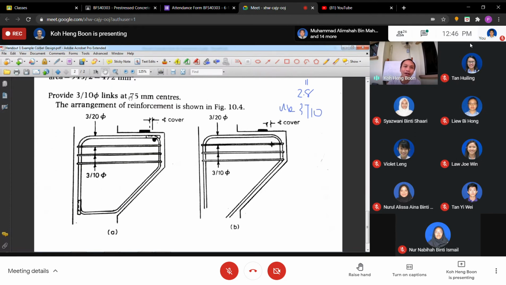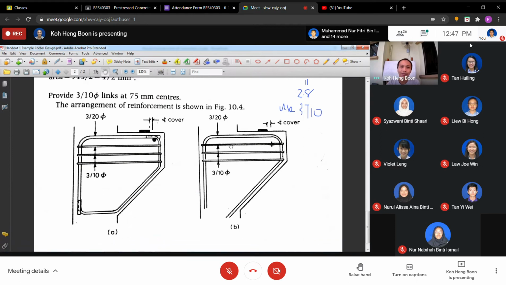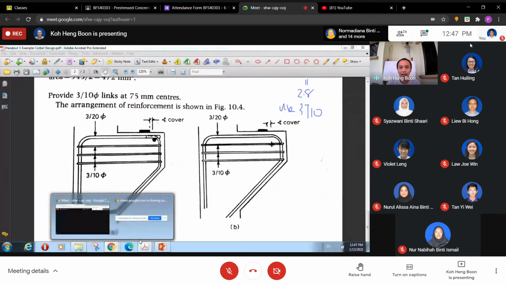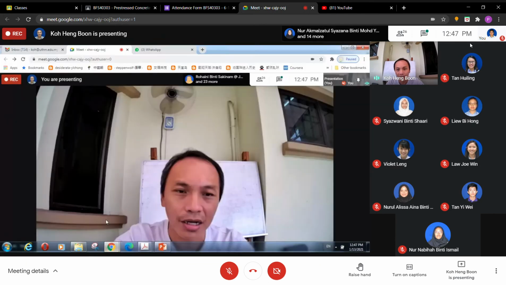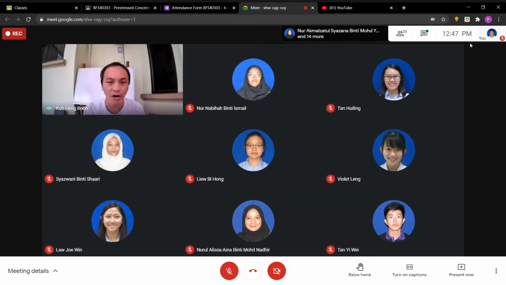This one is even 75 mm only, because after minus everything. Okay, I think we just draw like this only. Sometimes the spacing in actual is not really a big issue. But we provide at the upper side. We provide at the upper side. So can you get it or not, class, about this corbel?